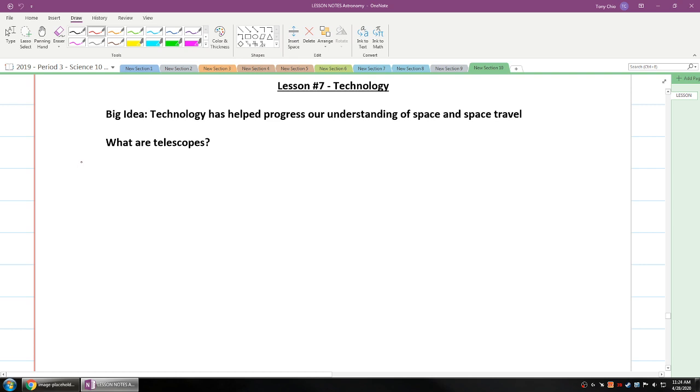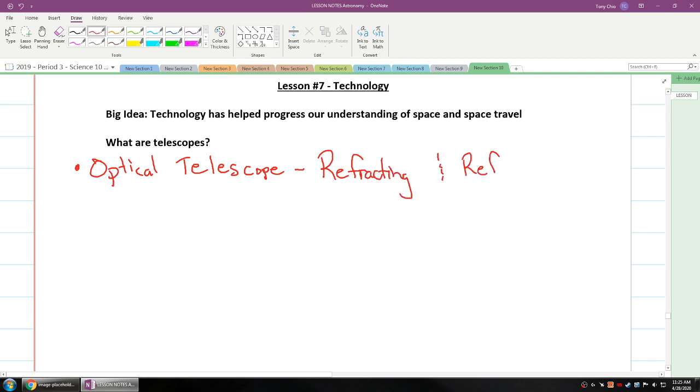Well, the telescopes we're going to be talking about right now are what we call optical telescopes. The word optical means vision. So a lot of times when we talk about telescopes, we're talking about things we can see. So when we talk about optical telescopes, we're talking about two types. We call them refracting and reflecting. Now these are two terms you would have remembered from grade 8 science when we talked about optics, where refracting is when it bends light and reflecting is when it reflects light or bounces light back.